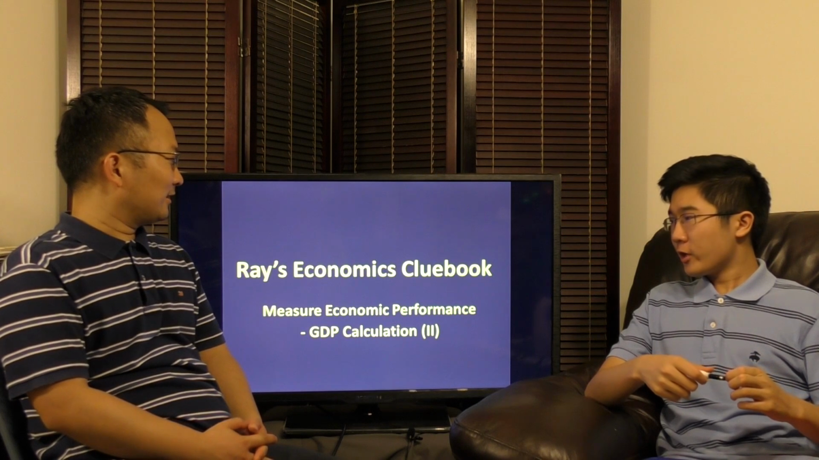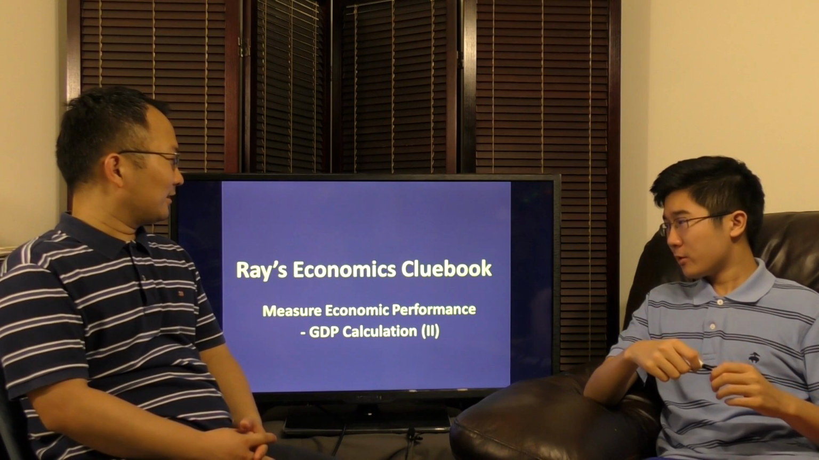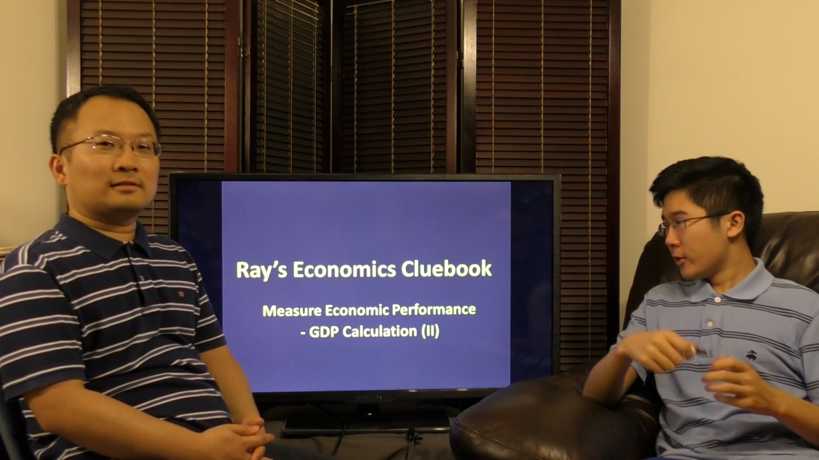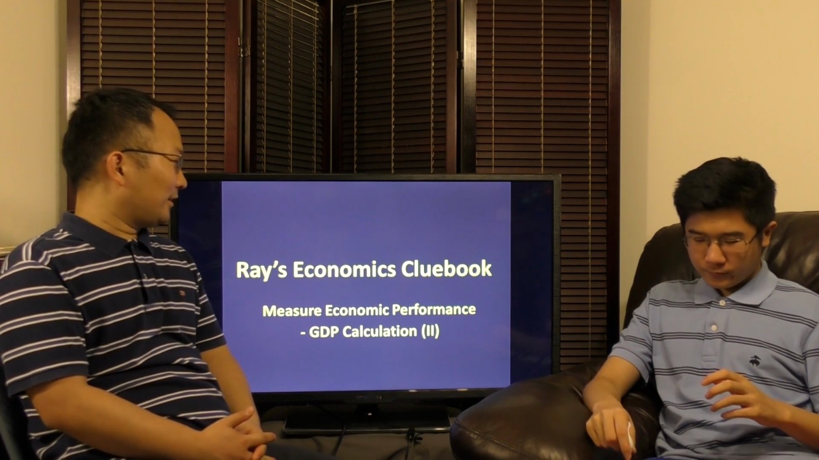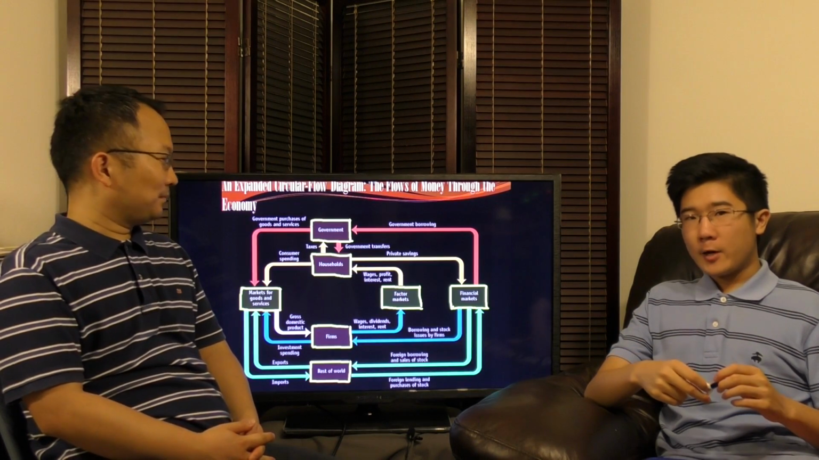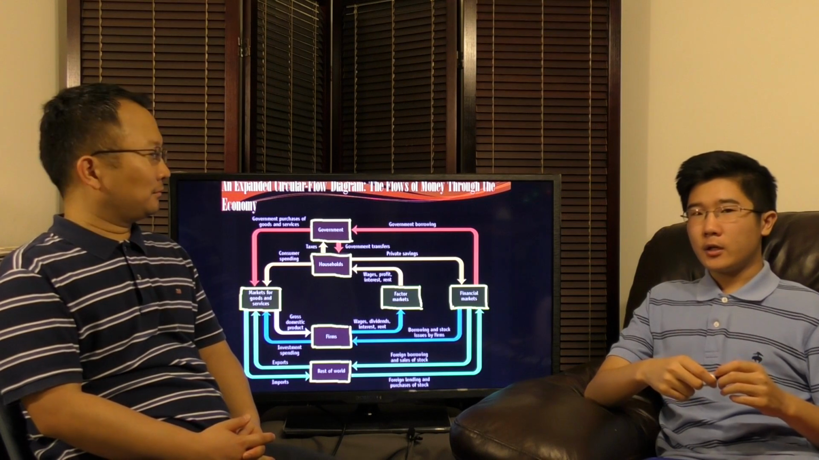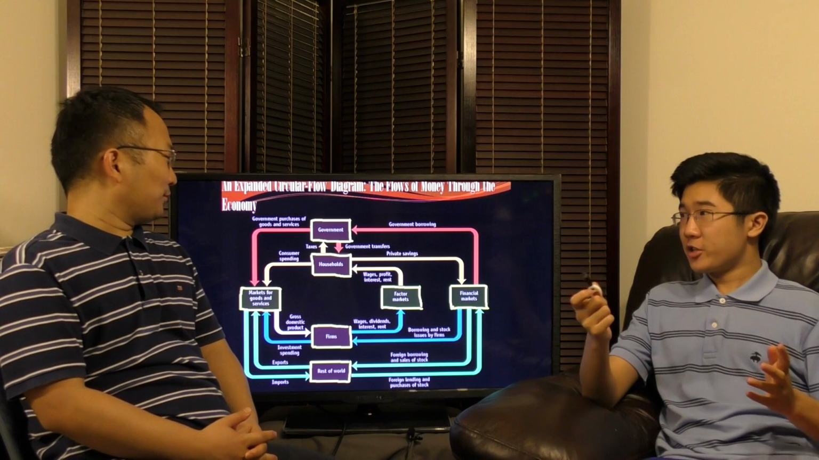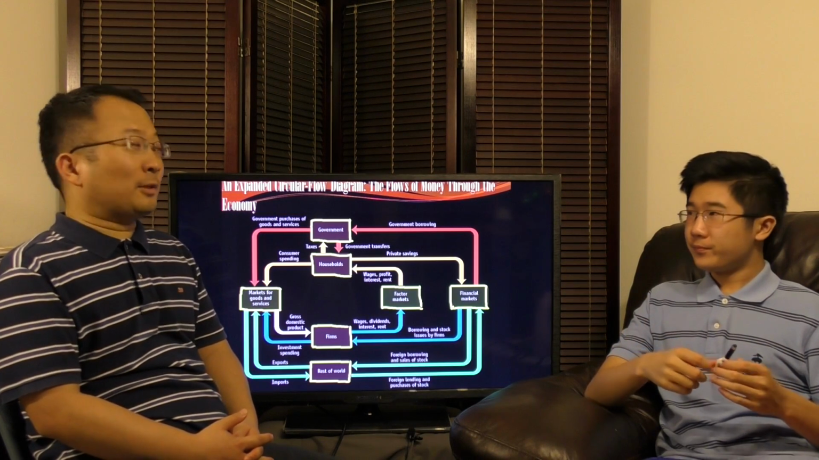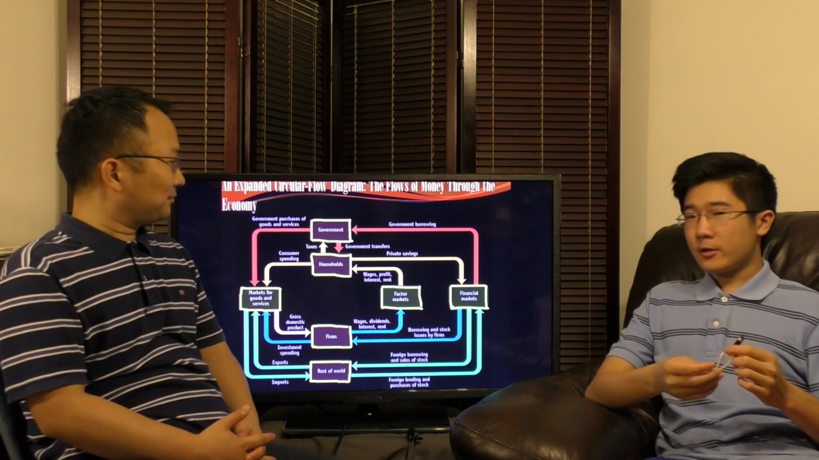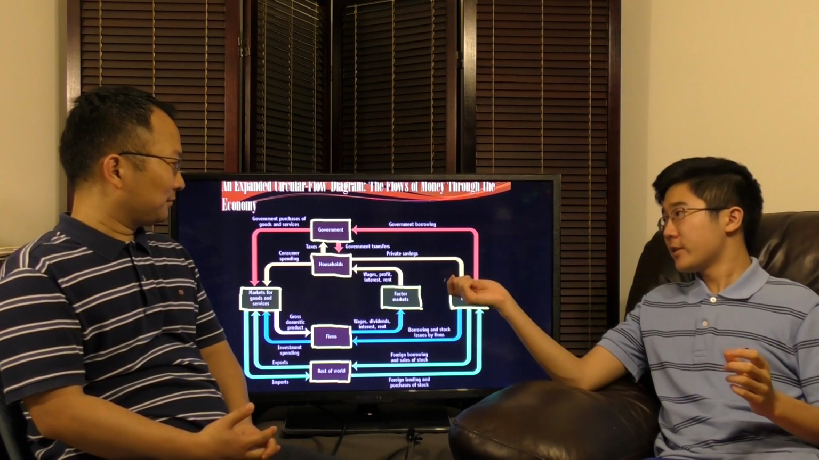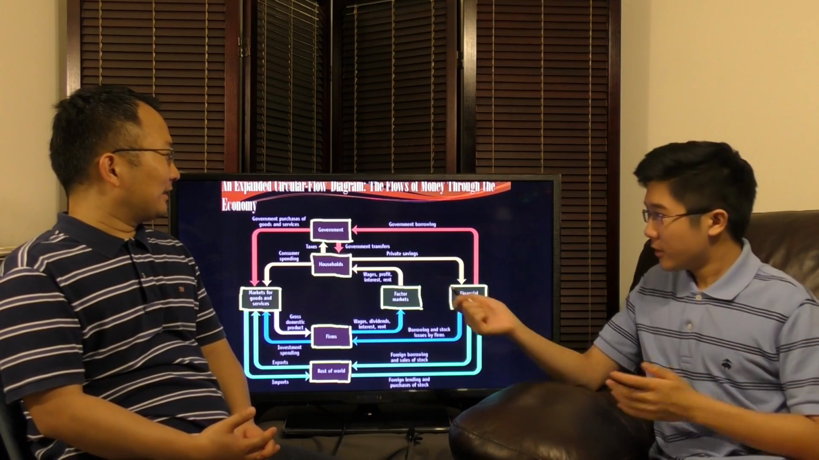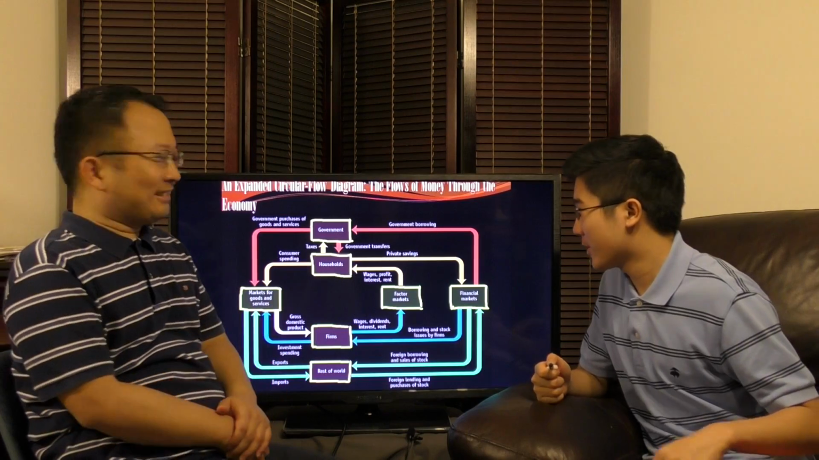Today, we're continuing our unit on measuring economic performance by talking about the second way to measure GDP. Last video we talked about how to measure GDP mainly using the C plus G plus I plus X method, or the expenditures method. Yeah, we use the expenditure approach. And measuring GDP basically is all about this flow chart. The flow chart is basically your GDP.